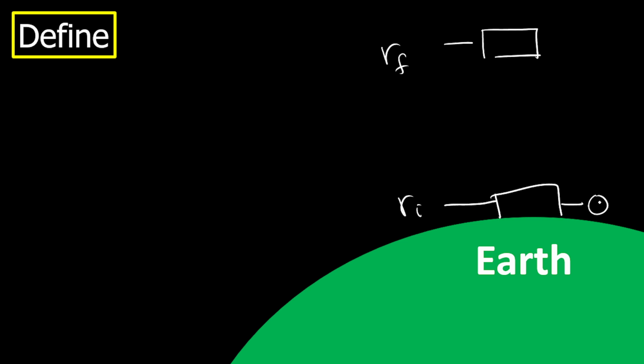Let's consider the Earth, and a box on the Earth at position Ri. And then we lift that box up into a final position of Rf. We can change our reference so that this is 0 and this is R. So this is the final position and we call it R. In the old equation we use mgh, so this is just h.